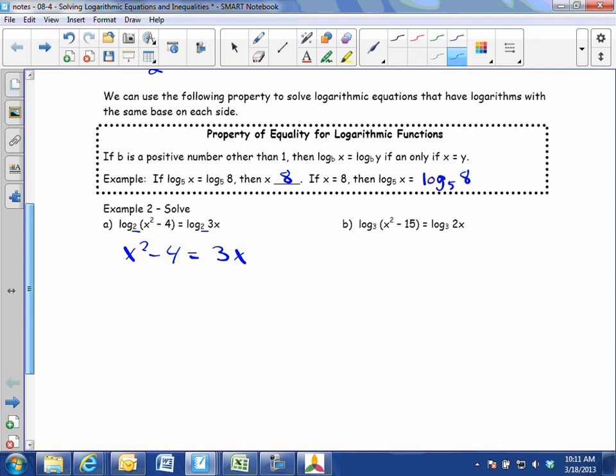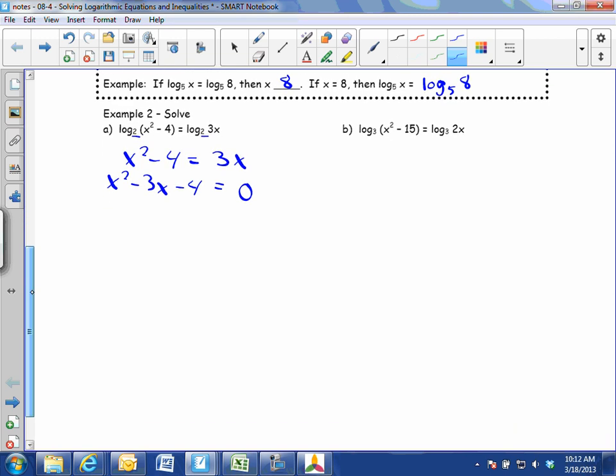I would do everything over, so I have 0 over here. Because what can we use when we have a quadratic? Yeah, the quadratic formula. You could factor. I always think the quadratic formula is easier, but you could factor, that's true.